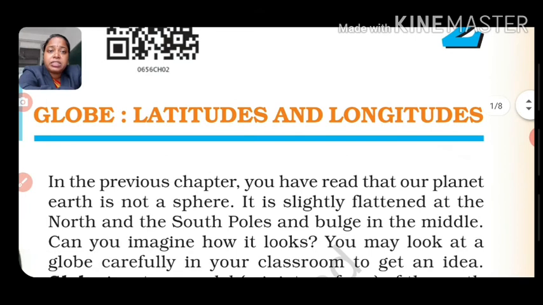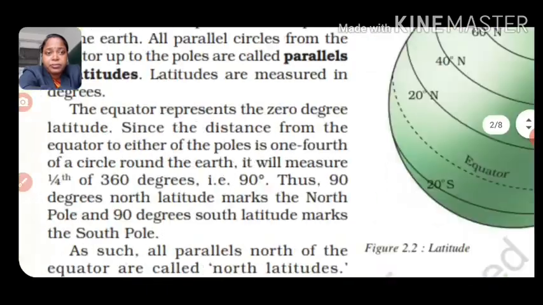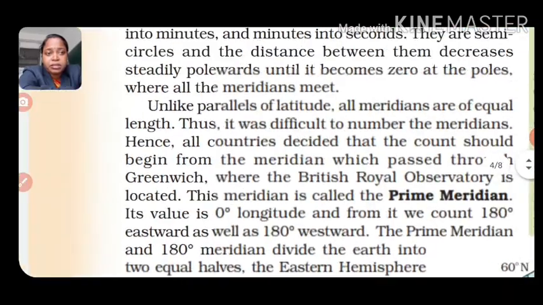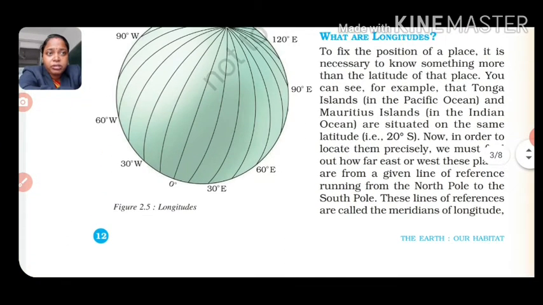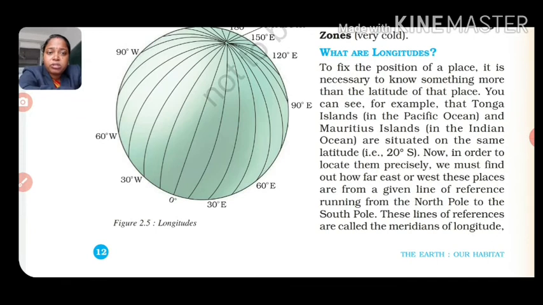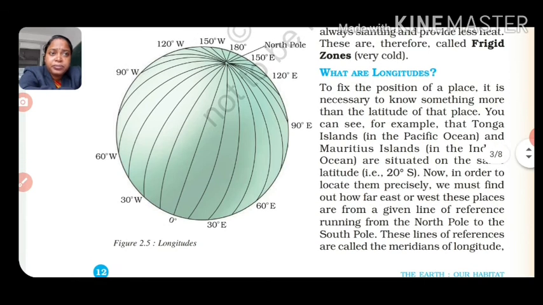So here we will discuss in brief what the longitudes are, how they are calculated, and how we will discover the particular location of a place. Students, go to page number 4, where you will find out how we calculate the longitudes. See this figure number 2.5 on your page, where it is written about the longitudes. So let's discuss this.